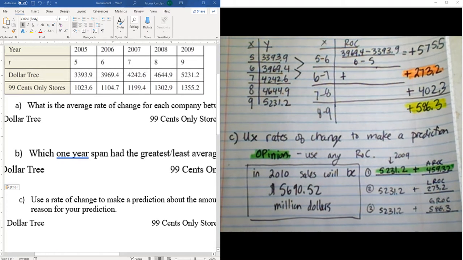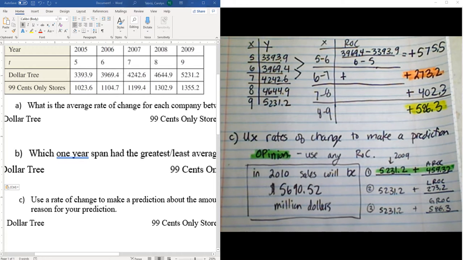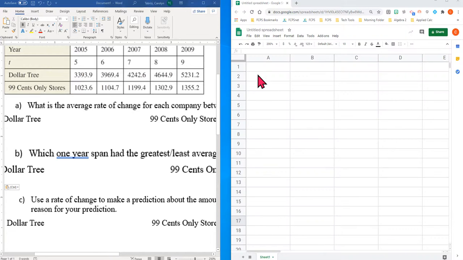Woo, tiring. Let's go ahead and we're going to use the 99-cent store data, and we're going to do the exact same thing, A, B, C, using Sheets. Okay? Go ahead and open up a Sheets. Okay, so I'm in a blank sheet. The first thing I'm going to do is title this 1.3 scatter analysis rates of change. Okay, and I'm going to transfer the 99-cent store data here, and then I'm going to go ahead and do full screen on the Excel.